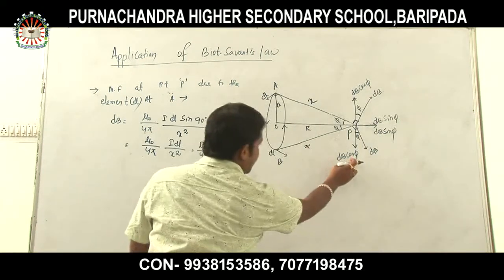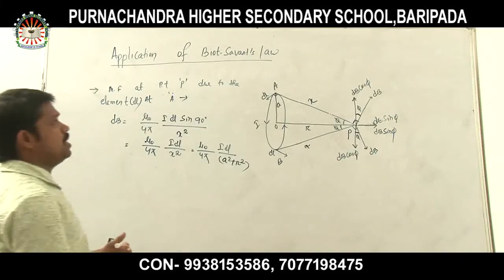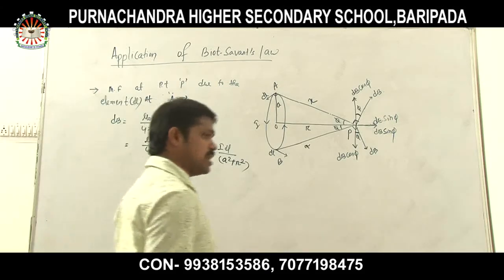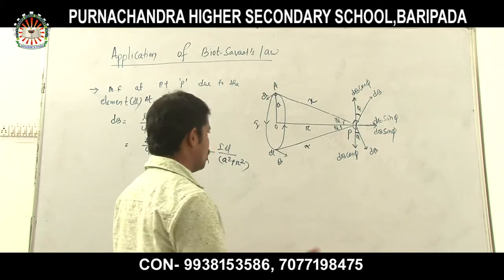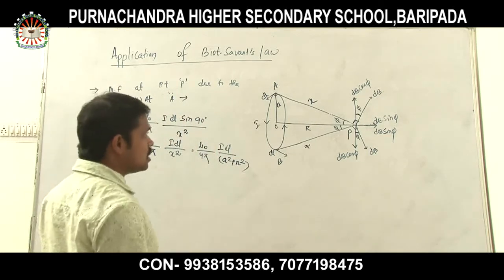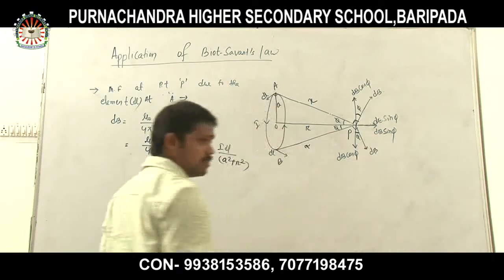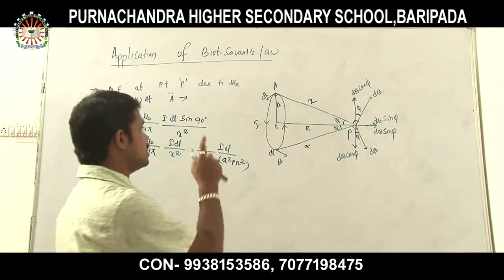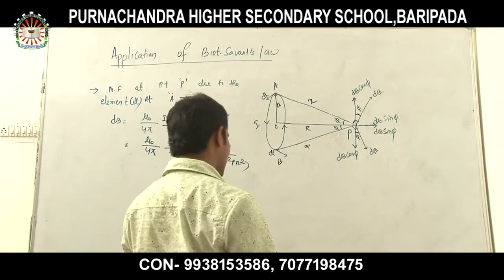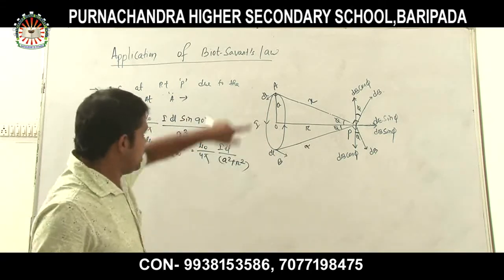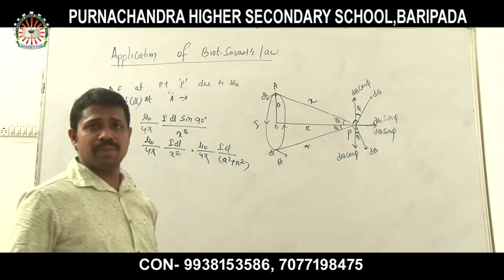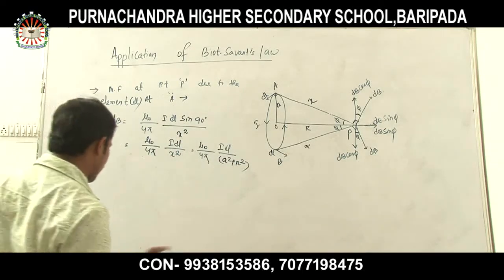Now the dB cos phi and this component dB cos phi cancel out each other. They are equal and opposite, so that's why they cancel out each other. So what is left with us? The dB sin phi. Clear? So that means the net component left at point P is dB sin phi due to this element.